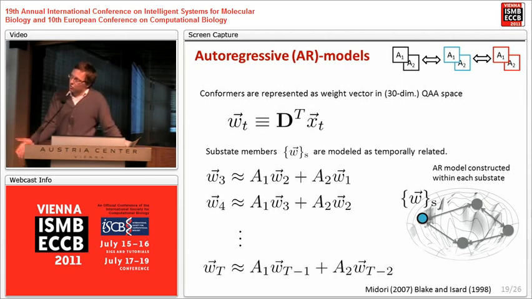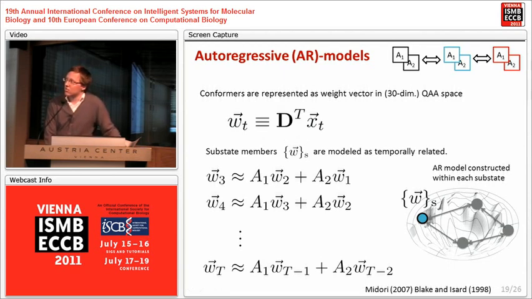And just as our initial model, we've considered that each conformer, which is represented in this, again, low-dimensional QAA space, we're calling this W, and it's related through the anharmonic modes to the actual conformer, which is X.